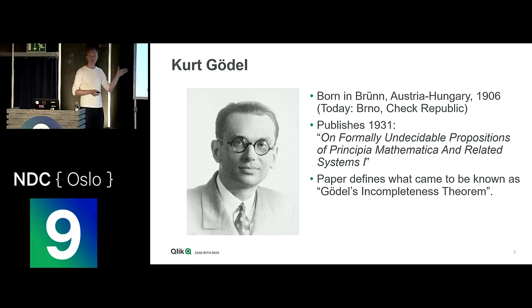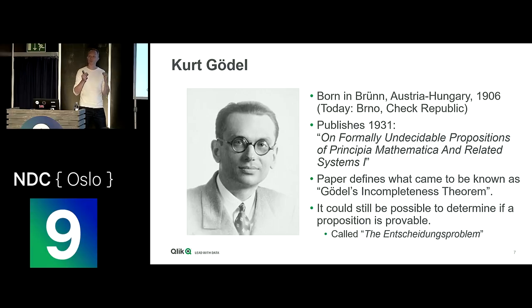So this was a very, very big thing. But it wasn't the end of the story, because what he showed was that there will always be properties or mathematical problems that were unsolvable. But it did not say anything about whether or not it's possible to figure out if a problem is solvable or not. He only specified that it's impossible to solve it, not whether or not it is solvable. And this was sort of a sub-problem that then became known as the Entscheidungs problem.